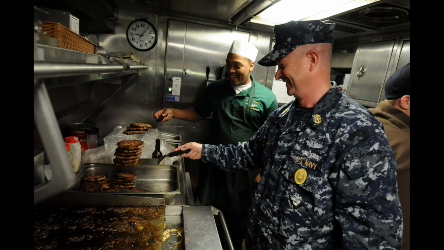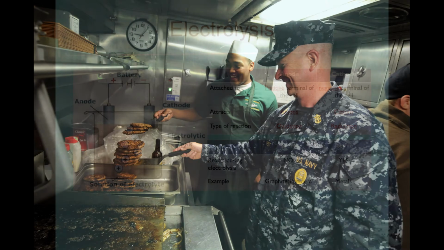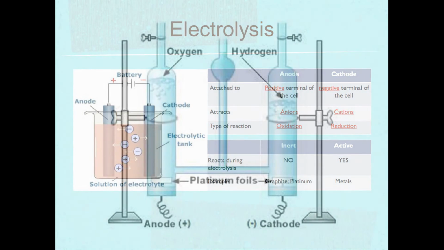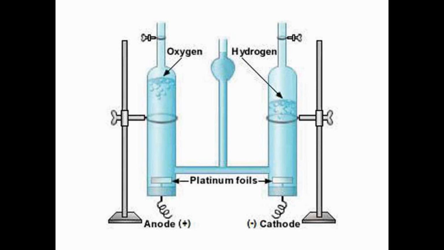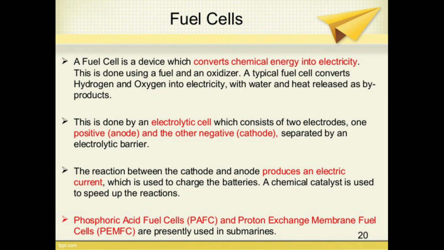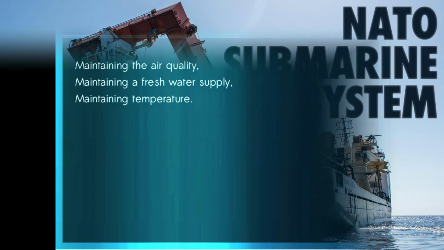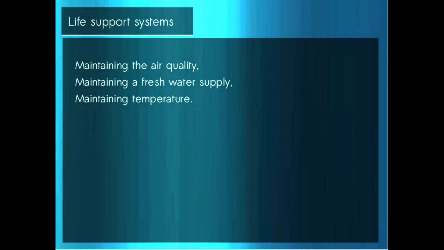Well, to meet this, we use the process of electrolysis. Electrolysis is the process used to separate the oxygen and the hydrogen by passing a DC current through water. Water is readily available from the ocean, and electricity is available from the batteries. And speaking about the rescue part of the submarine, there are three main problems of life support in the closed environment of a submarine. The first one is maintaining the air quality, secondly, maintaining the fresh water supply, and lastly, maintaining the temperature.